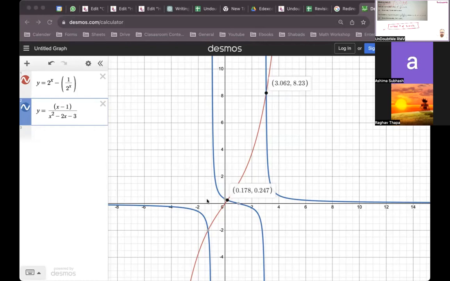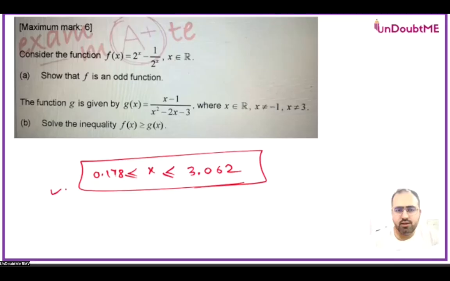Is it clear? Yes, sir. Ashima, I don't know if I'm not understanding something, but even after that point, won't the red line always be above the blue line after 3.062? Let me check, just a minute.